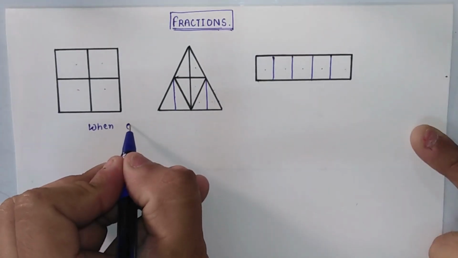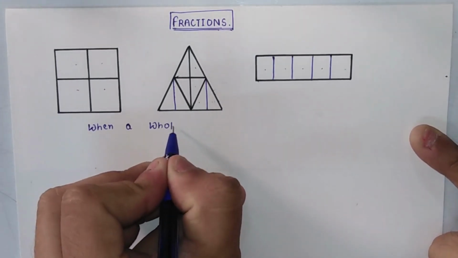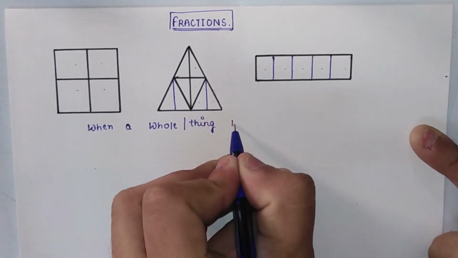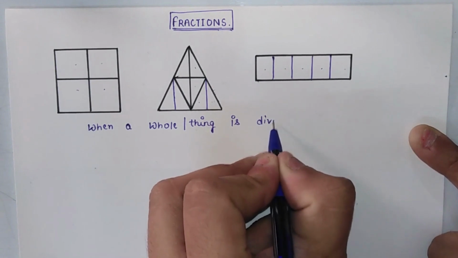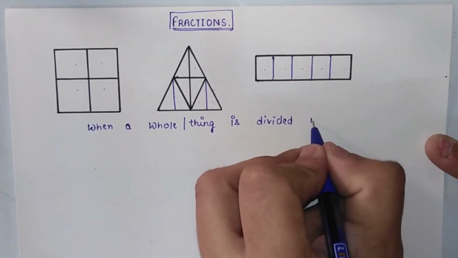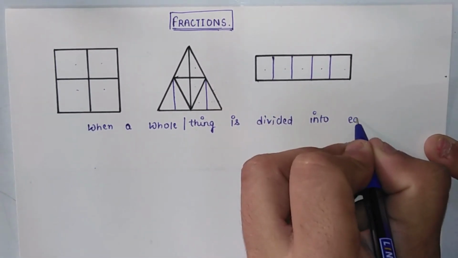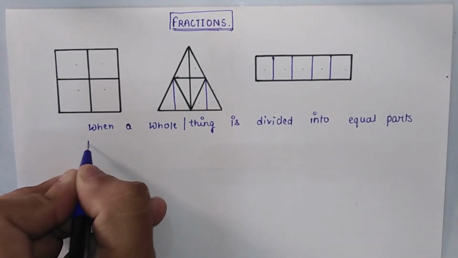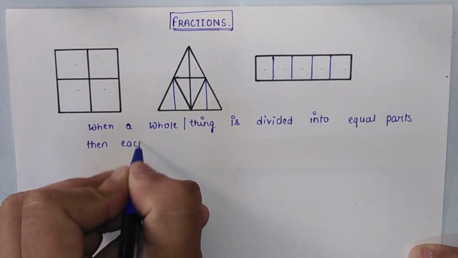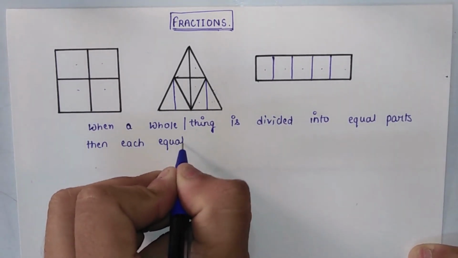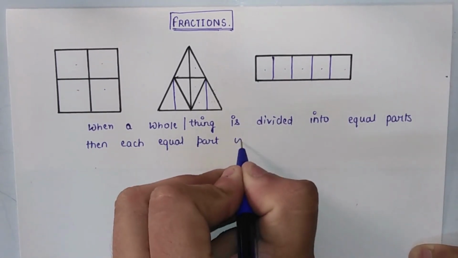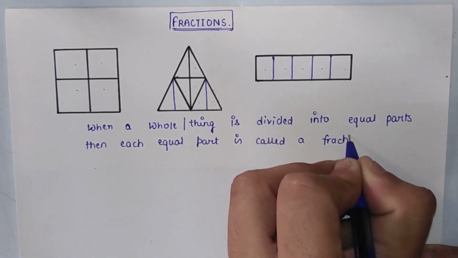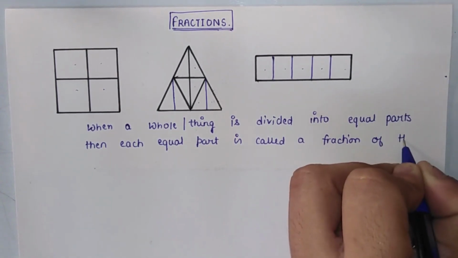So whenever a whole, or we can say a thing, is divided into equal parts, then each equal part is called a fraction of the whole.